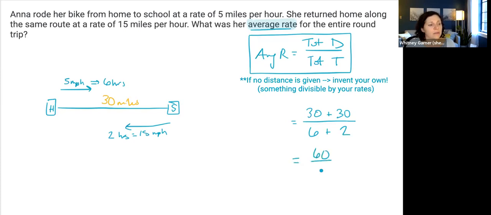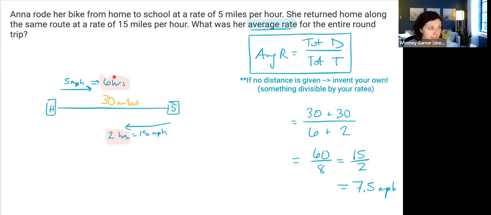She travels 60 miles, takes 8 hours. So reduce both of those by 4, that's 15 over 2, or 7.5 miles per hour. Notice this is not 10 miles per hour, because look at how much time she spent going only 5 miles an hour relative to how much time she spent going 15 miles an hour. That 5 miles an hour is going to make up a much bigger chunk of her drive.